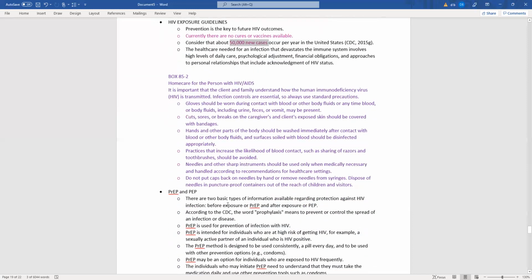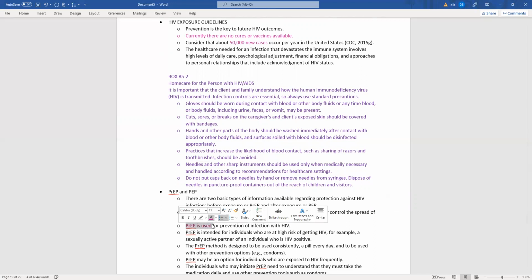Now, we already read this box. Read it again. PrEP and PEP. There are two basic types of information available regarding protection against HIV infection: before exposure, or PrEP, and after exposure, or PEP. According to the CDC, the word prophylaxis means to prevent or control the spread of an infection or disease. PrEP is used for prevention of infection with HIV.